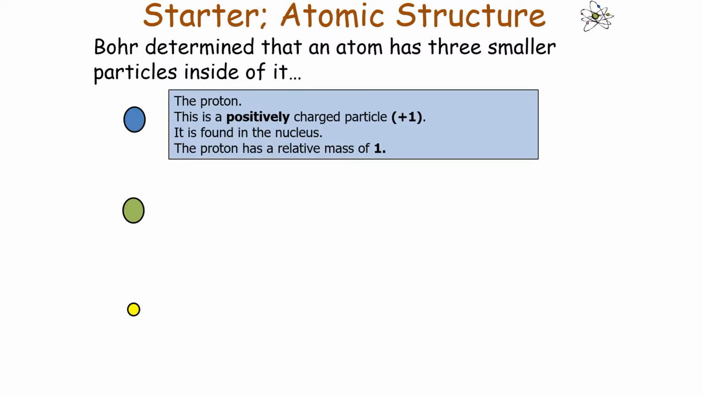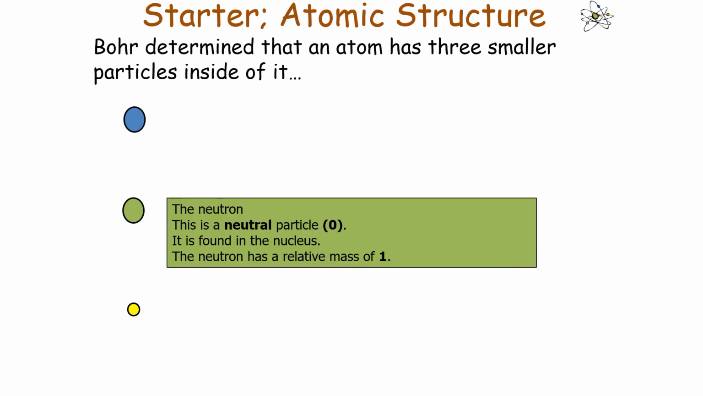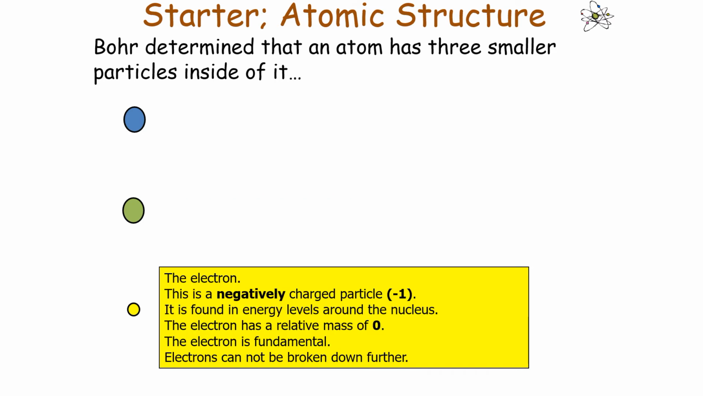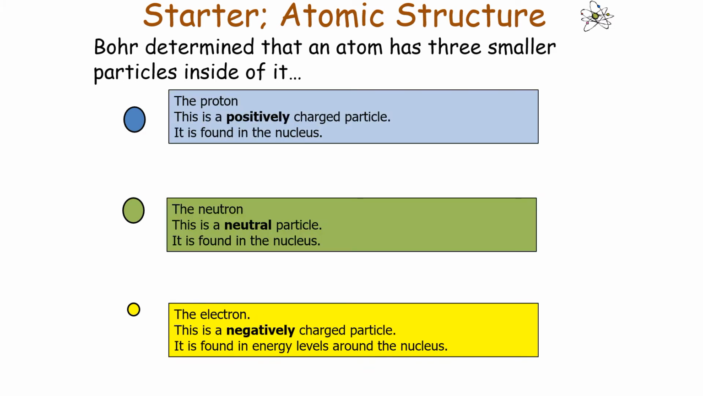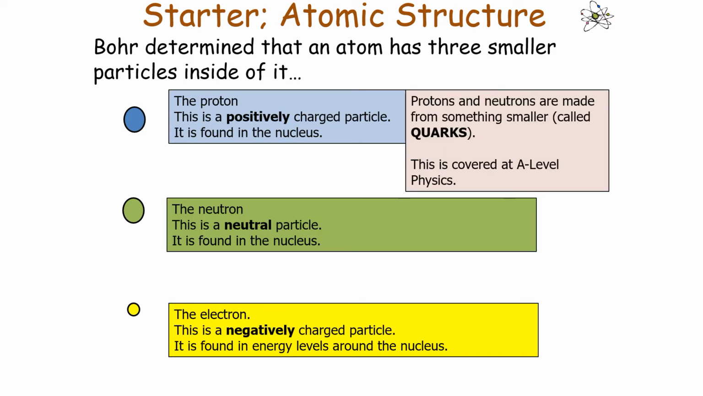Now it was determined that the atom had three smaller particles inside of it. The proton, a positively charged particle found in the nucleus with a relative mass of 1. The neutron, a neutral particle also found in the nucleus with a relative mass of 1. And the electron, a negatively charged particle which is found in energy levels around the nucleus but has a relative mass of 0, but it is fundamental, which means it can't be broken down further. So you've got the proton, the neutron and the electron. Now protons and neutrons are made from something smaller called quarks, which is covered in A-level physics.